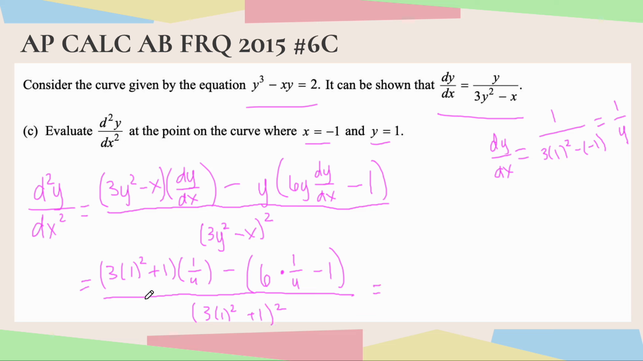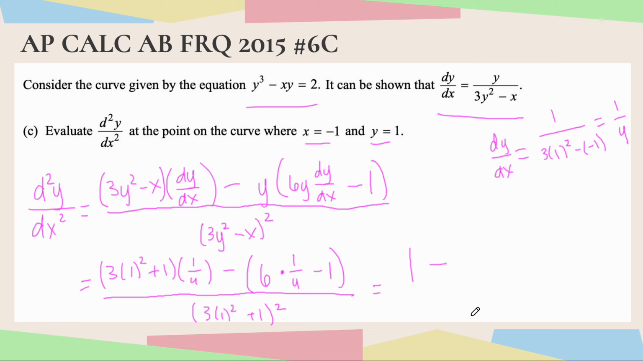Okay, let's continue simplifying from here. Over on this side, I'm doing 3 times 1 squared. 1 squared is just 1, so 3 times 1 is 3. So this is going to be 3 plus 1, which is 4. 4 times 1/4 is just 1. Hopefully that all made sense. Feel free to rewind and rewatch if needed.